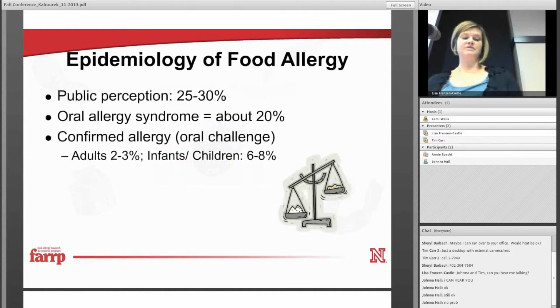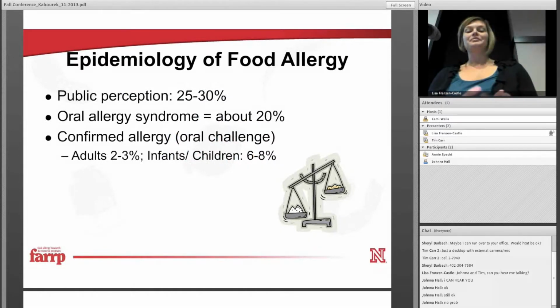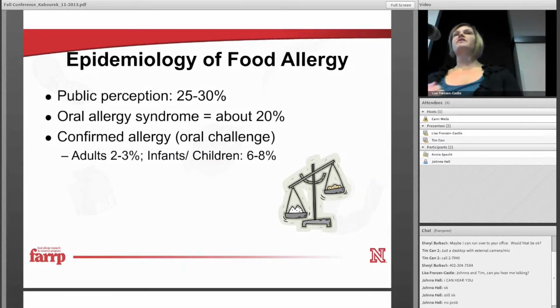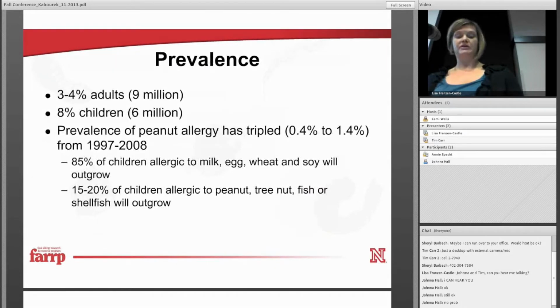We're going to skip this one because it's too long, just out of time. The epidemiology of food allergy: if you poll the general US population, 30% of them will say they have a food allergy or know someone that has a food allergy. In reality, a very small percentage of people have food allergies. About 2 to 3% of adults and 6 to 8% of children. Oral allergy syndrome we'll talk about, and that affects about 20% of the population.